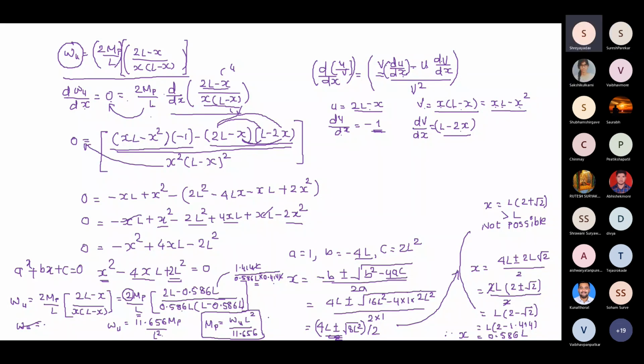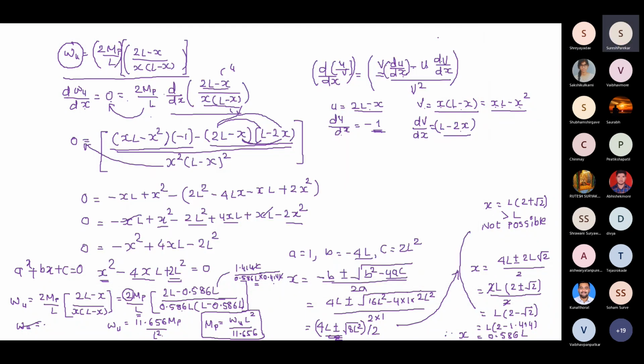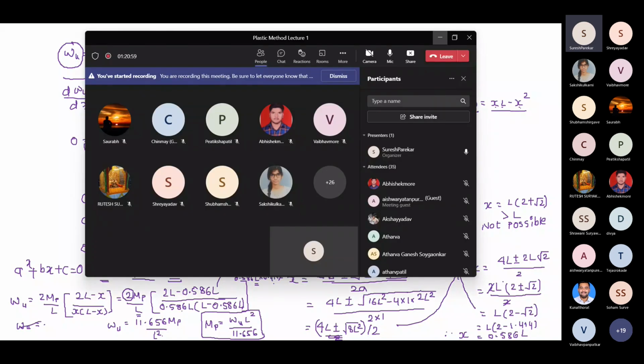So I had a doubt in the question. Sir, is it possible to convert the UDL into a point load and then take the external load as Wu into L into delta? No. Okay, sir. Then when we convert it, what do we do? We take the area under the UDL. If you convert it to a concentrated load, what will you take under it, the area? No sir, L/2 means deflection delta.